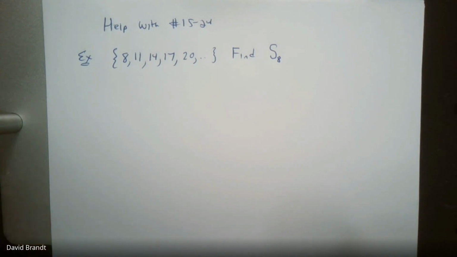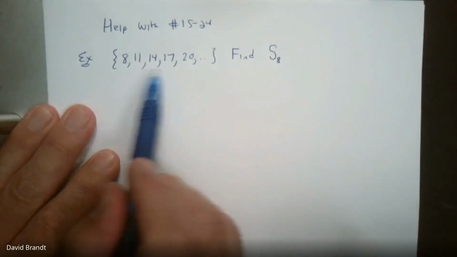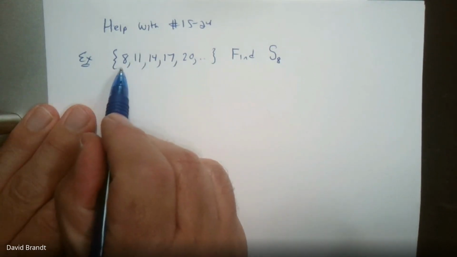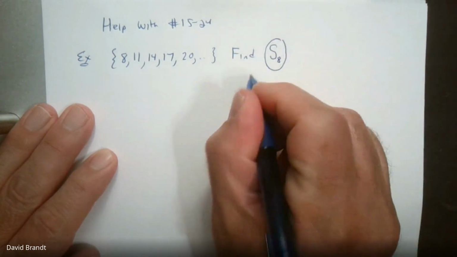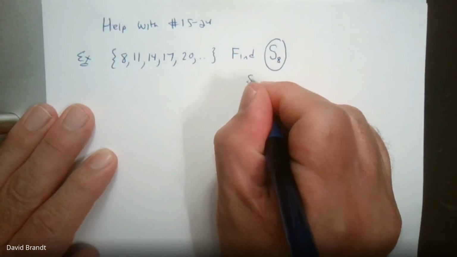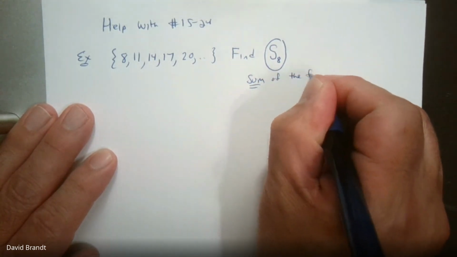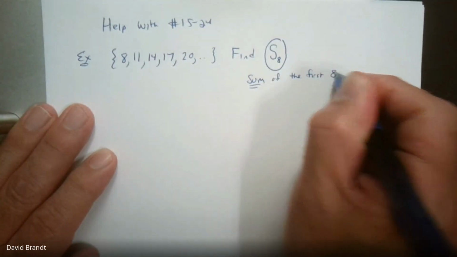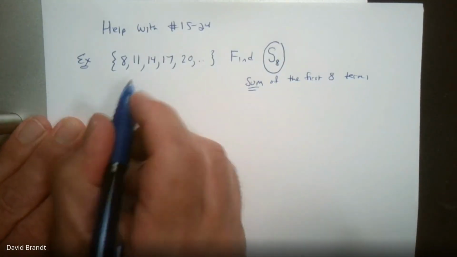All right, just a couple more examples will get you the rest of the assignment. Numbers 15 through 24 involve finding sums. So here's a sequence of numbers. It says find S8. That simply means find the sum of the first 8 terms. So we're going to list out 8 terms and add them together.